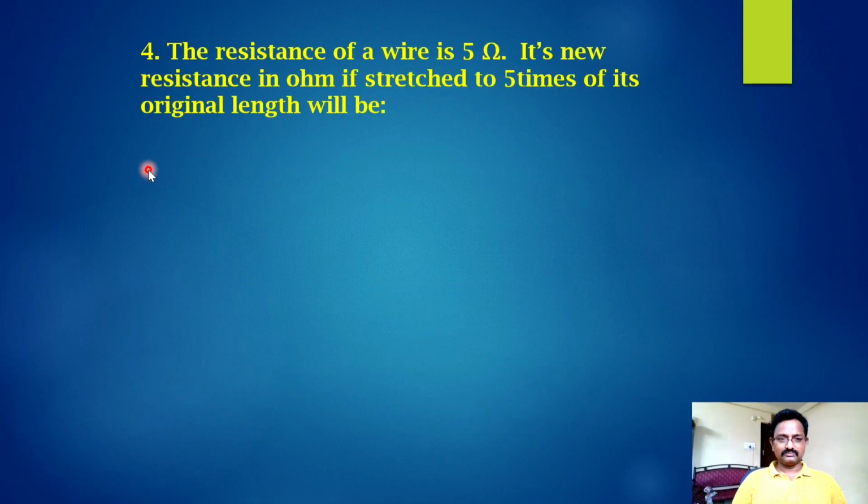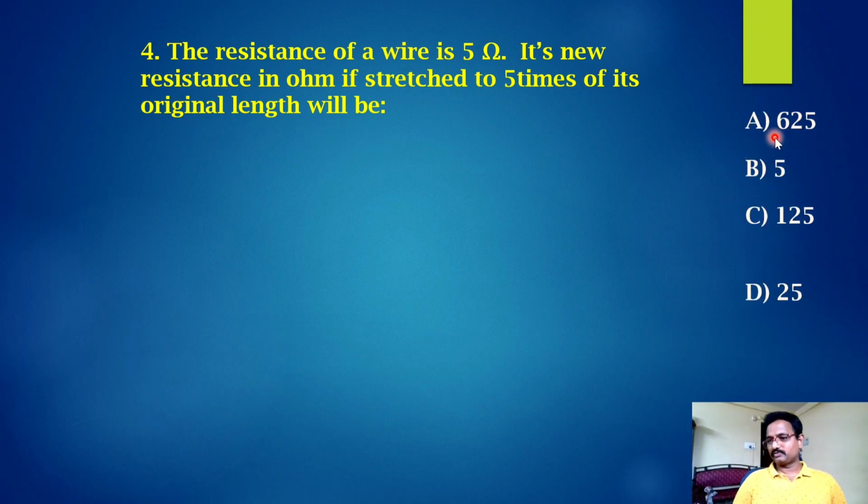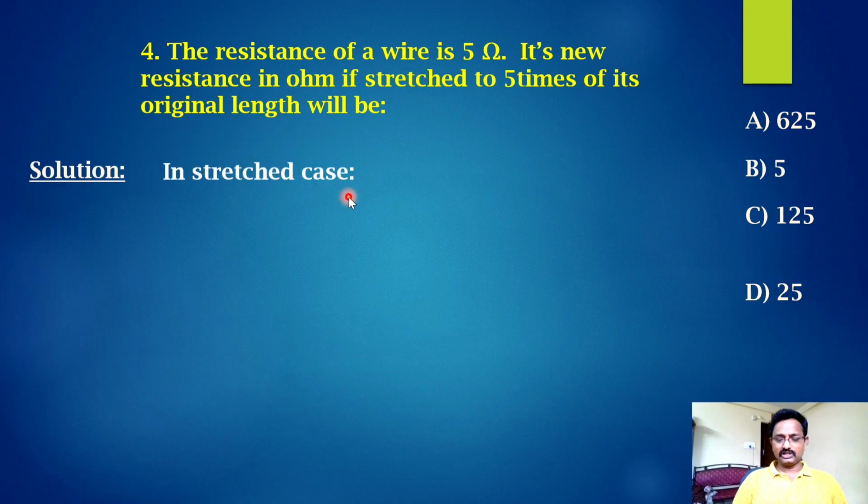Now fourth question. The resistance of a wire is 5 ohm. Its new resistance in ohm, if stretched to 5 times of its original length, will be. So here the options: option A 625, option B 5, option C 125, and option D 25. Solution: in stretched case, we know that R is directly proportional to L square. So here I will apply a shortcut. Here L increased 5 times. So in the place of L, you substitute 5, then 5 square you will get. So R is equal to 5 square, that is equal to 25.